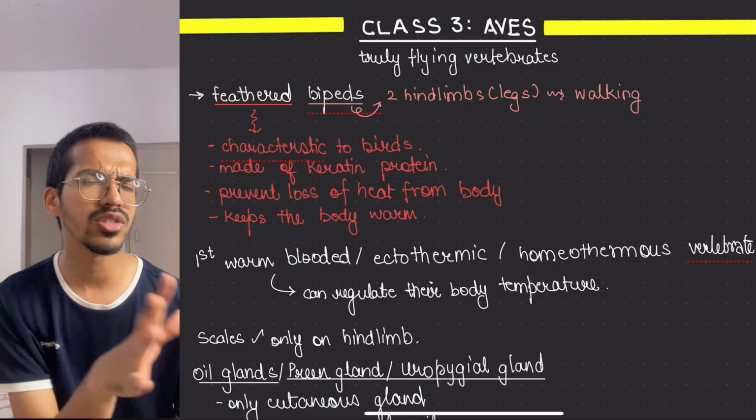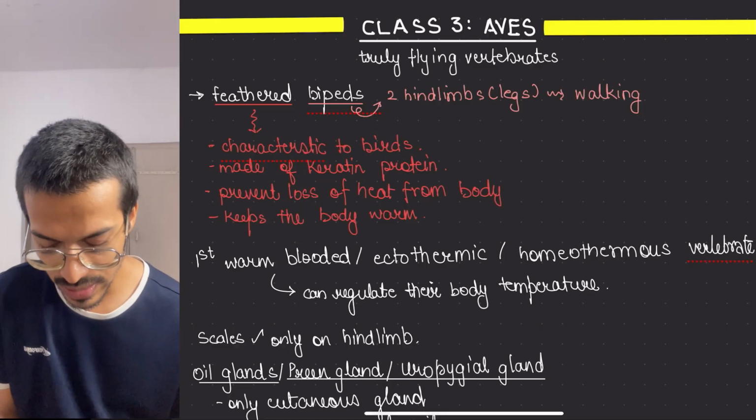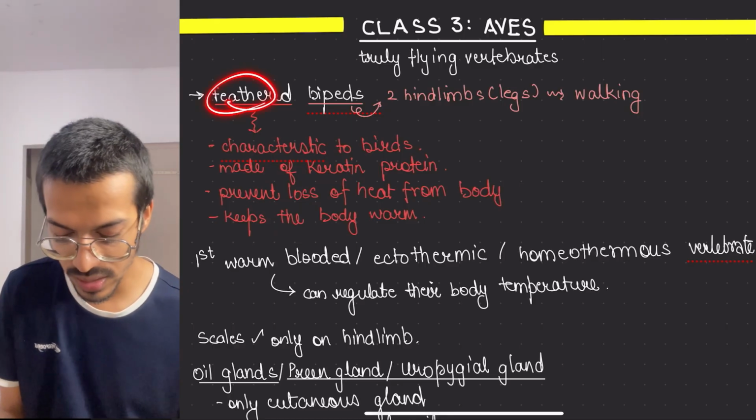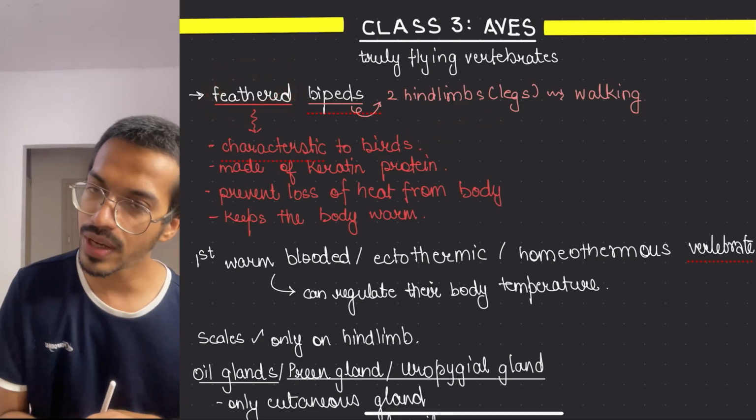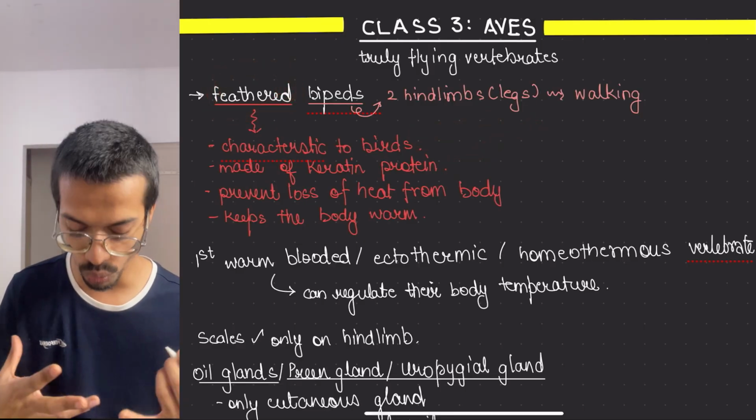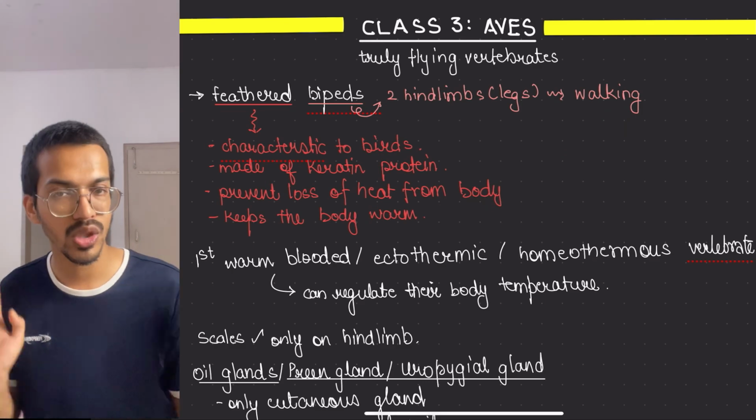So these are the three examples which you have to remember, and their scientific names also. Kiwi you can leave because it's not given in NCERT. Okay, then they are what? Feathered bipeds. Feathered means what? Feathers present. Feathers are characteristic of the birds. They are made up of keratin proteins, help to keep the body warm and help prevent the loss of heat.